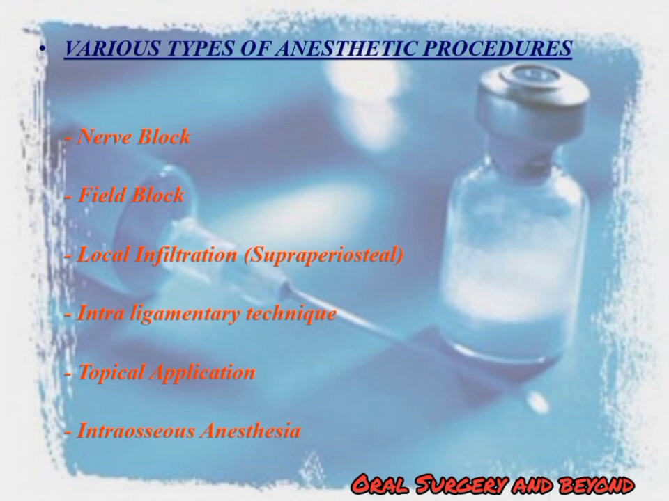Right. The various types of anesthesia procedure. The main types are the nerve block technique, field block technique, local infiltration technique, intraligamentary technique, topical anesthesia technique or topical application, and the intraosseous anesthesia technique. For dental extraction and oral surgical procedures, mostly we use the nerve block technique. Then local infiltration we use for soft tissue procedures or periodontal procedures.